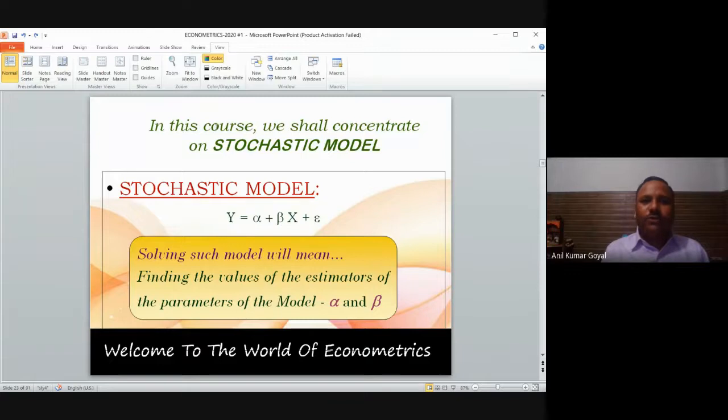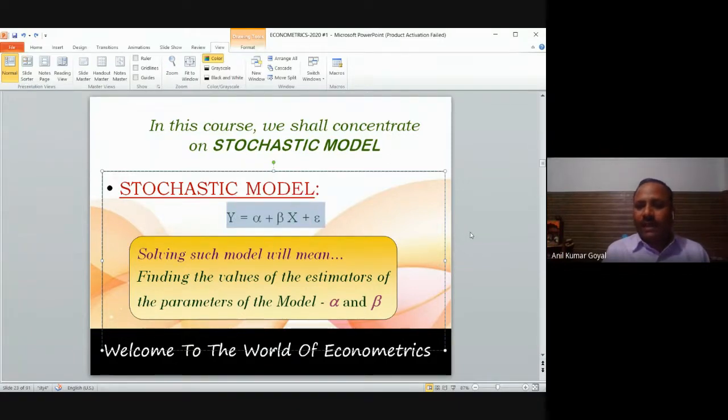Okay, so in this course, we shall concentrate on stochastic models because our studies are based on stochastic models. Stochastic model: y equals alpha plus beta x plus error term. Solving such a model will mean finding the values of estimators of the parameters alpha and beta. So in this model, the values of x will be given, and based on the parameters alpha and beta, we will calculate the value of y. Am I right or wrong?